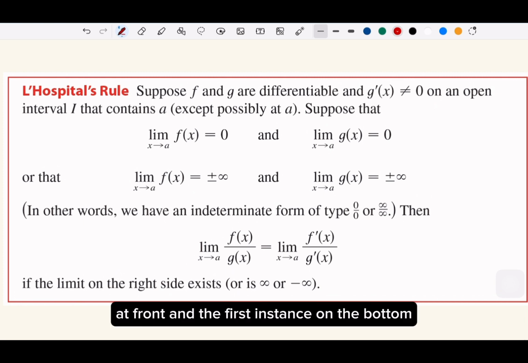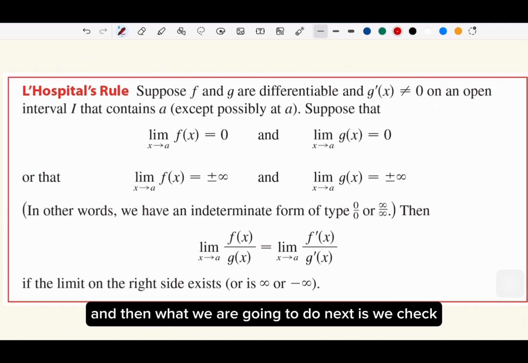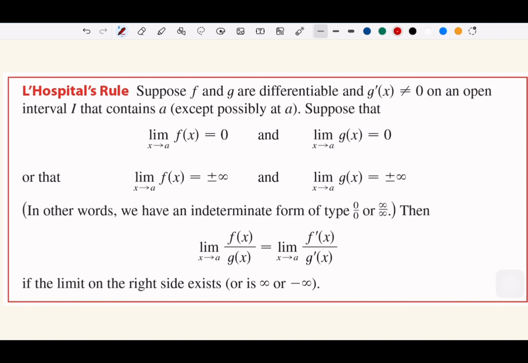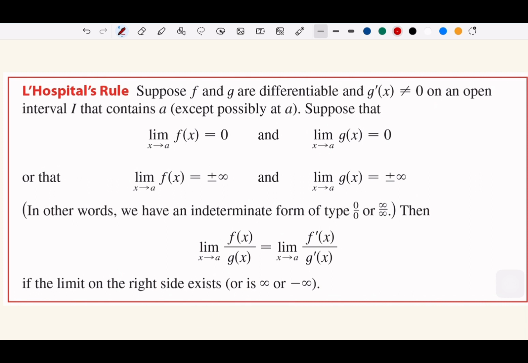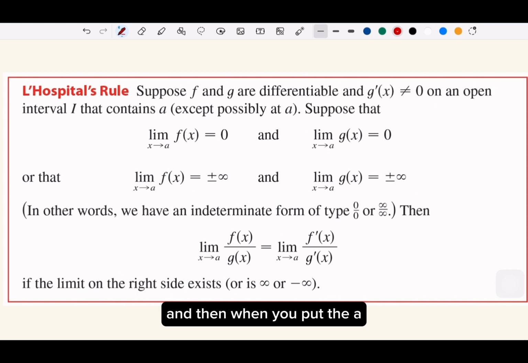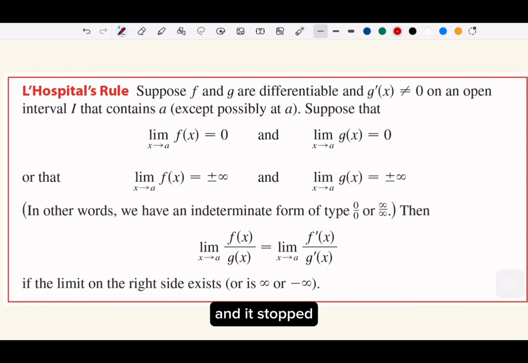The way we apply the L'Hopital rule is basically we take the first derivative on top, of f, and the first derivative on the bottom. And then what we are going to do next is we check the point again. If it is still indeterminate form, we can do L'Hopital again, and if it's still, we can do more, until when you put in the a, you get some number, and we stop. We got the result. That's how it works. Very simple, very easy.